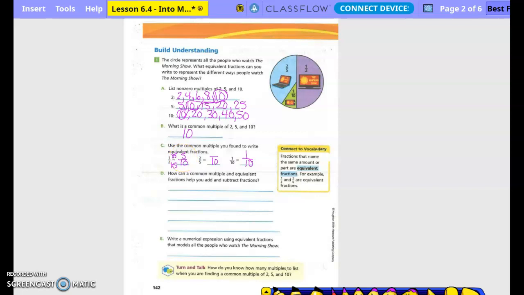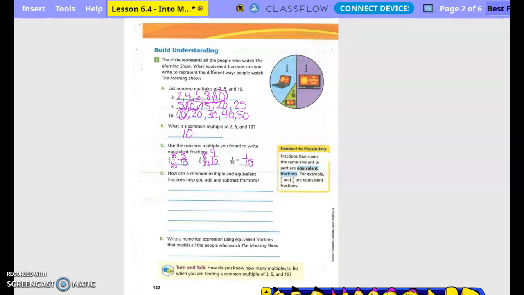How do I get from 5 to 10 on the second one? Times 2. 2 times 2 is 4. So 2/5 equals 4/10. How can a common multiple and equivalent fractions help you add and subtract fractions? So how does it help when those are equivalent?